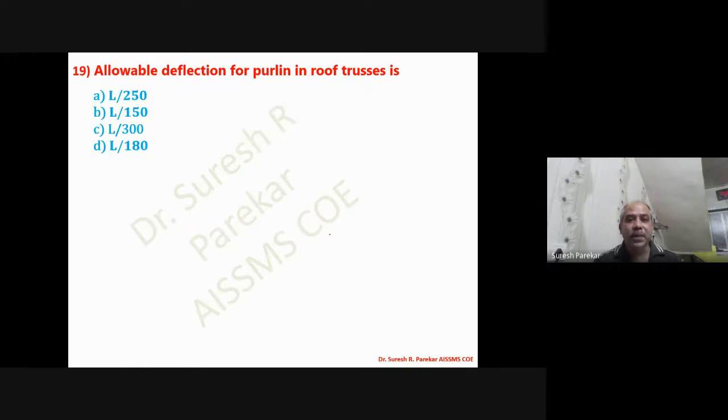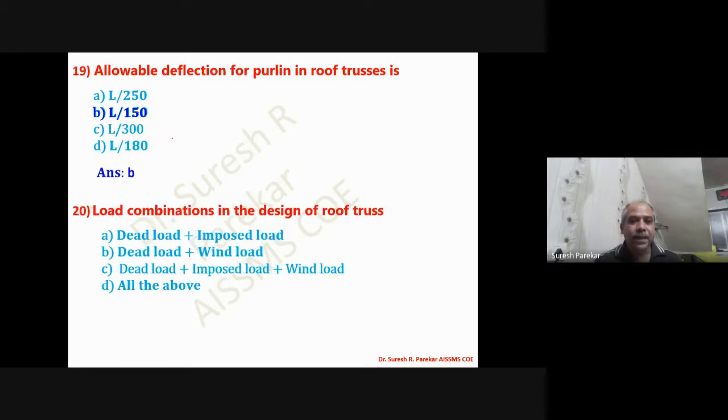Allowable deflection for purlin in roof trusses, if we go to Table number 6 again, has the value L by 150. Then the load combination in the design of roof truss: we are going to use all three. Generally, the third is never the critical condition. So the first two we have considered, and either of the first two will be your critical load combination.